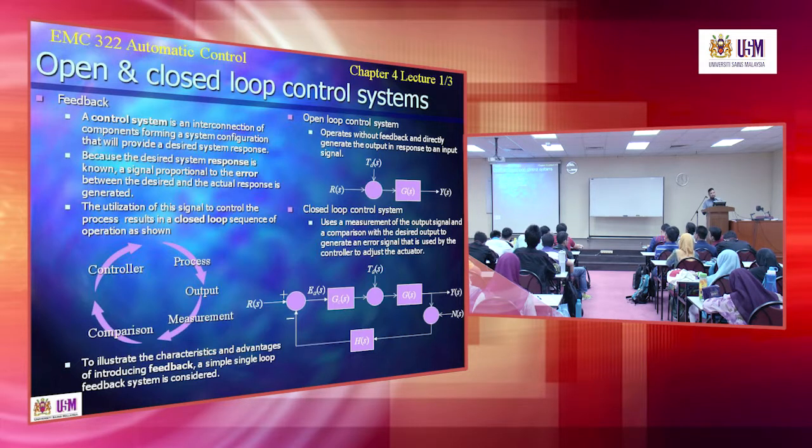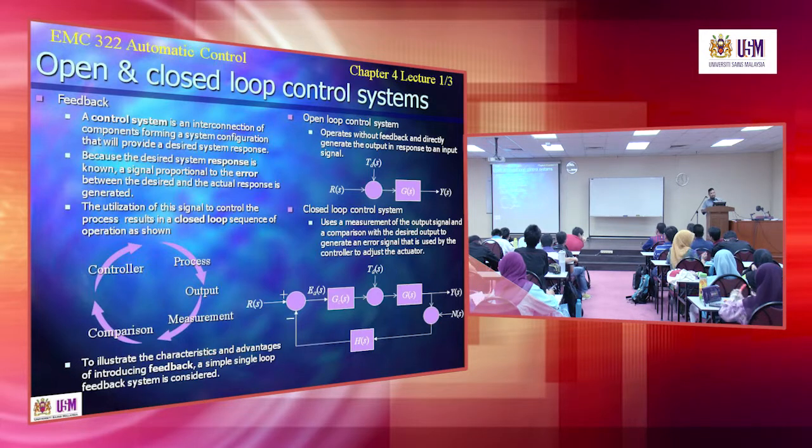A signal proportional to the error between the desired and the actual response is generated. Because the desired response is known normally, we can do a comparison with the actual response when the system is responding. And when we do that comparison, basically, we will generate the error. The utilization of this signal to control the process results in a closed loop system. The feedback signal which later on will generate the error will result in a closed loop sequence of operation, as shown like this.